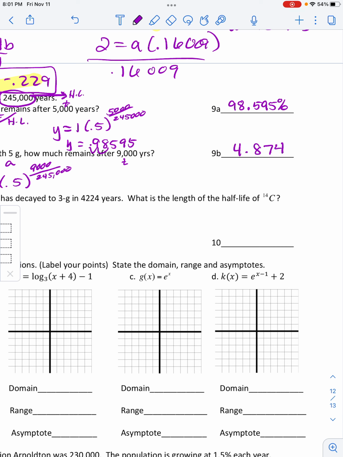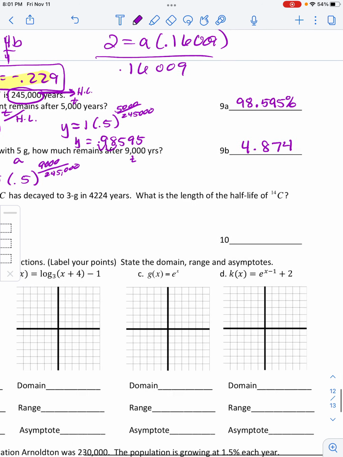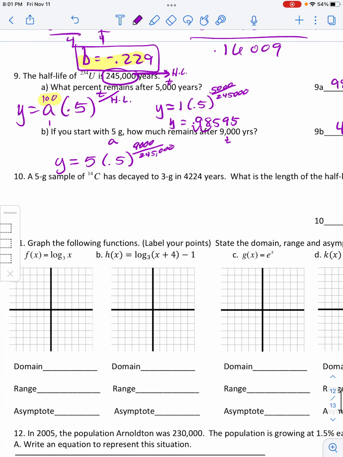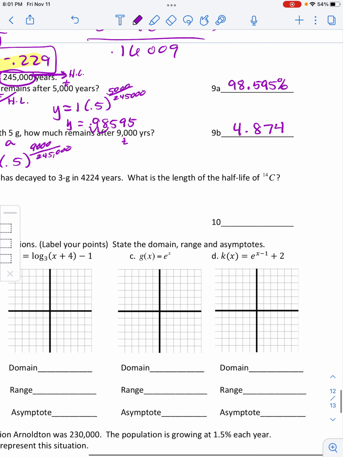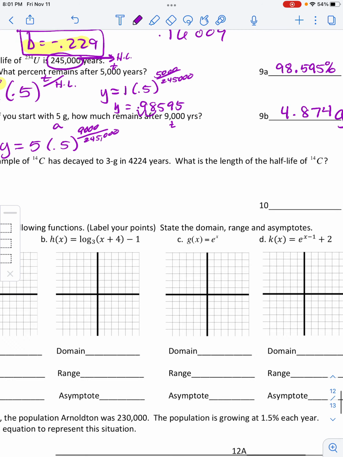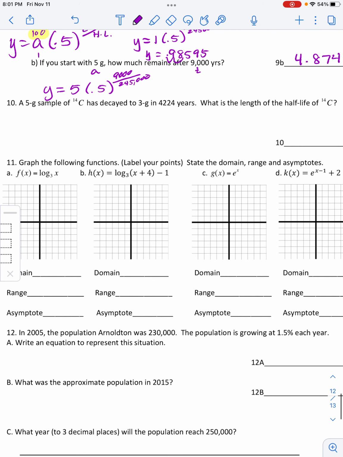7, 4. And this is a word problem, my friends. When it says, if you start with 5 grams, how much would remain? This would be grams. Don't lose a half point. Half points get really aggravating. The 5-gram sample, so that's my starting amount, has decayed to a 3-gram sample, so that's the end, in 4,224 years. That's my time. What is the length of a half-life? So I'm looking for that half-life.